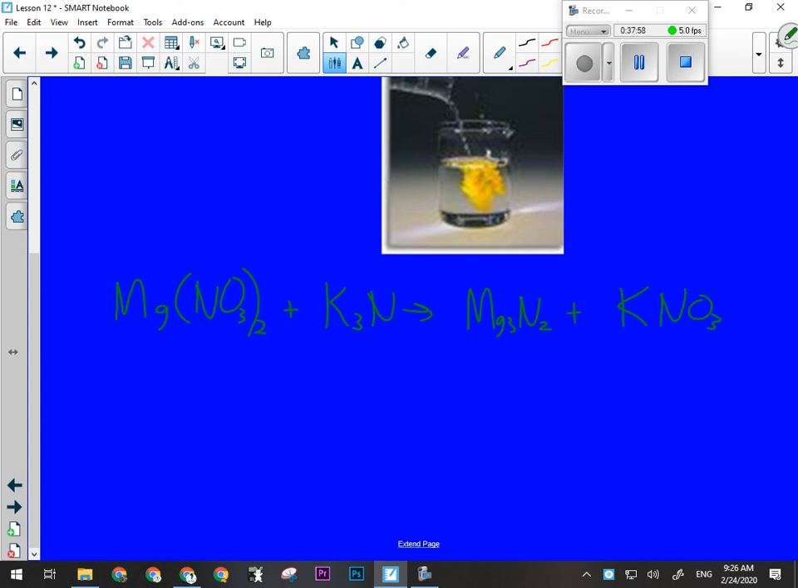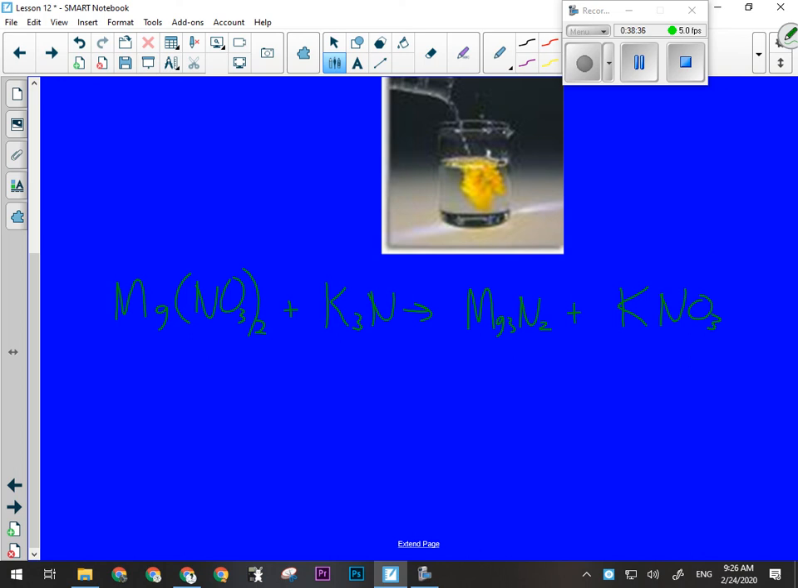If I'm balancing this reaction here, what should I start with? Always start with the biggest number. The biggest number in this reaction is 3. Magnesium's a 3 on this side, potassium's a 3 on this side. Now, I'm going to go with balancing magnesium first, just because it's a gut instinct for me. It's a 3.